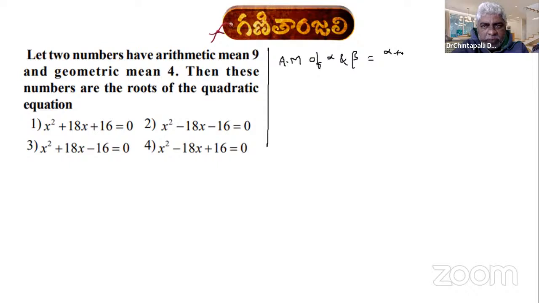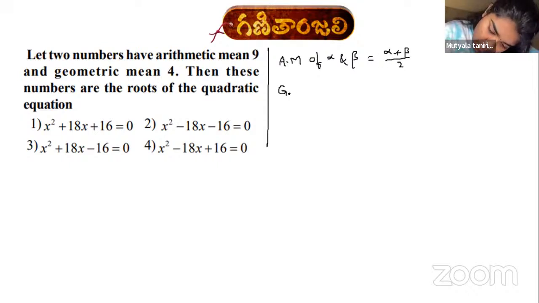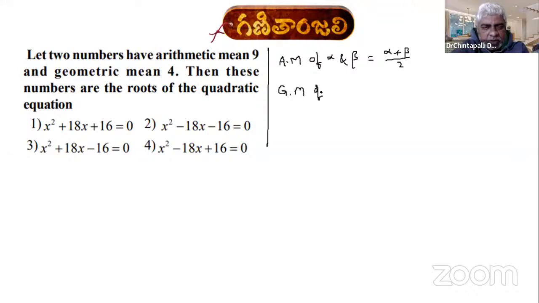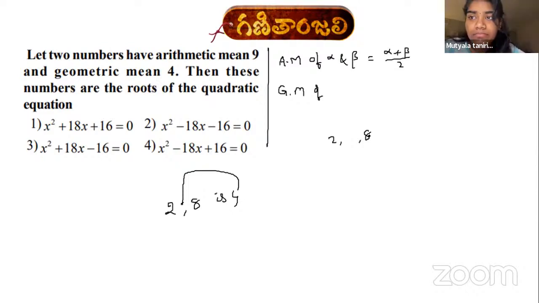AM is equal to alpha plus beta by 2, right? Yes. And GM is geometric mean. GM of 2 and 8 is 4. I will tell the reason. If we insert 4 between them, see one thing, AM of 2 and 8 is, what is AM of 2 and 8? 5, sir.